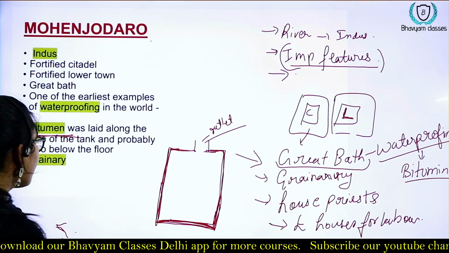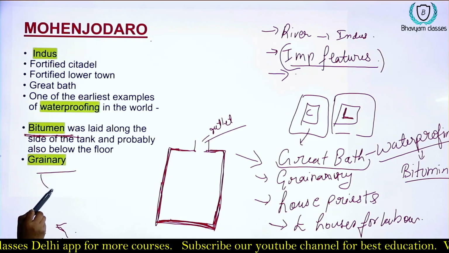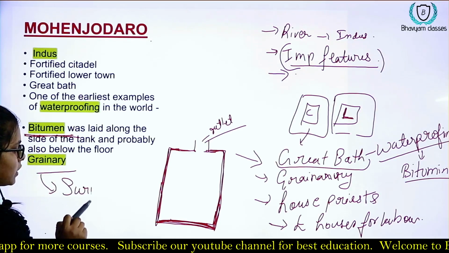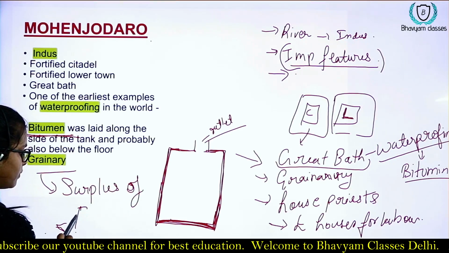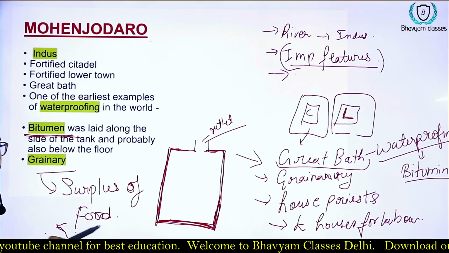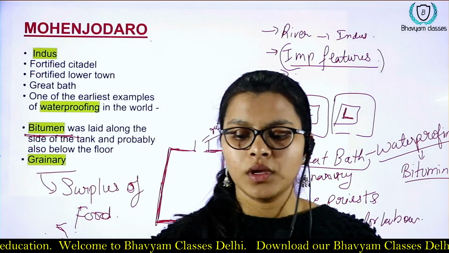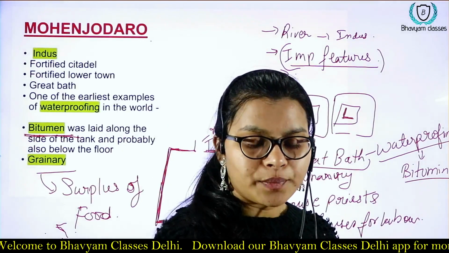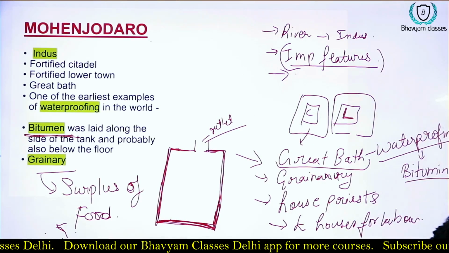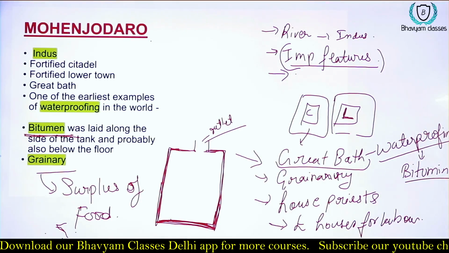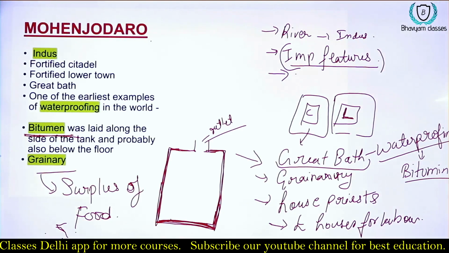Fine. So when we talk about granary, what does granary represent? Granary represents the surplus of food. Fine. Suppose if you are not able to produce surplus food, what will you do? The granary is of no use. Because the people of Indus Valley civilization produced surplus food, that is why they made the granaries to store the food.